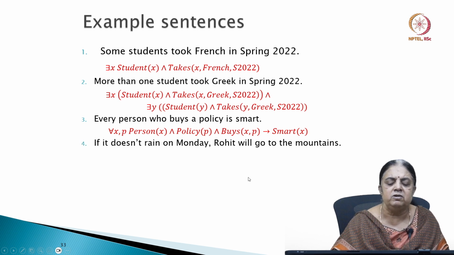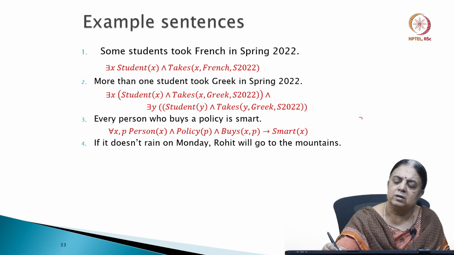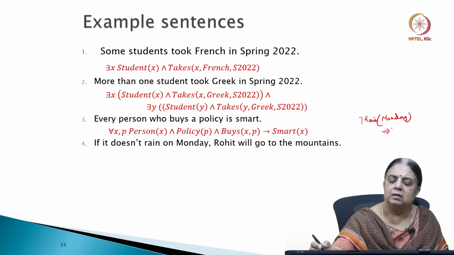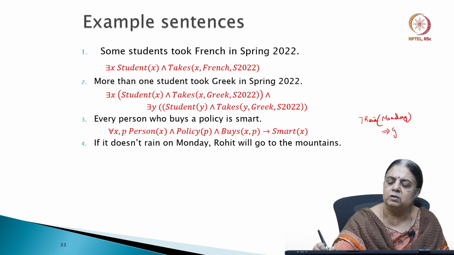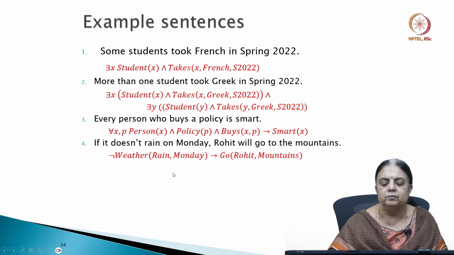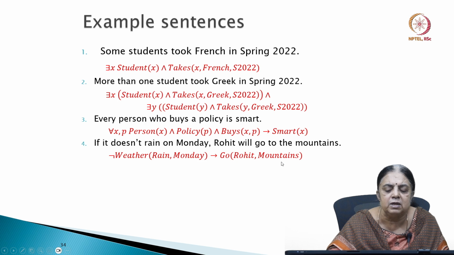If it doesn't rain on Monday, Rohit will go to the mountains. So, not rain Monday implies go to mountains Rohit. Go Rohit mountains, so you're taking mountains also as a predicate here.